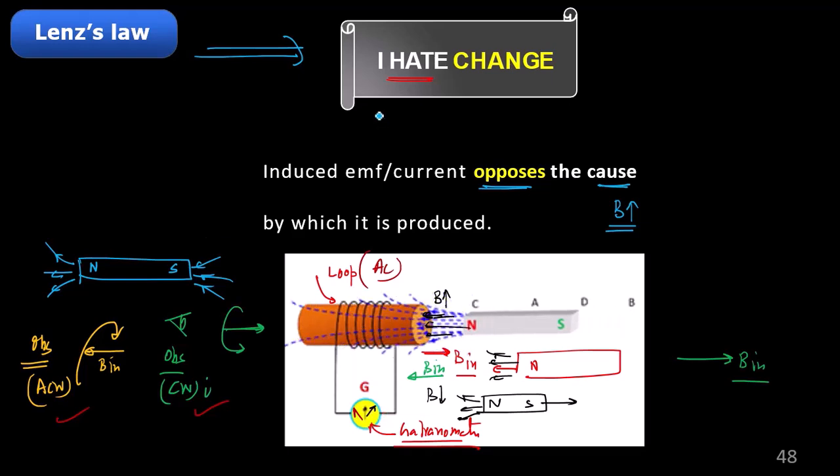So Lenz's law statement is that the loop opposes the change. So what is the change? The change is basically created by the cause. Who is the cause?